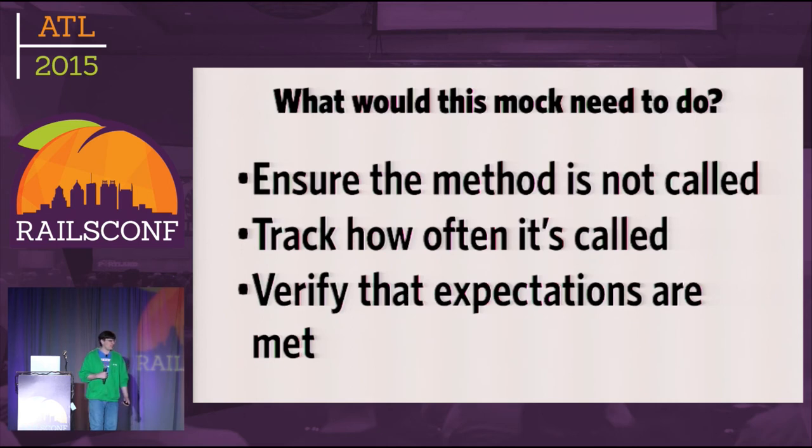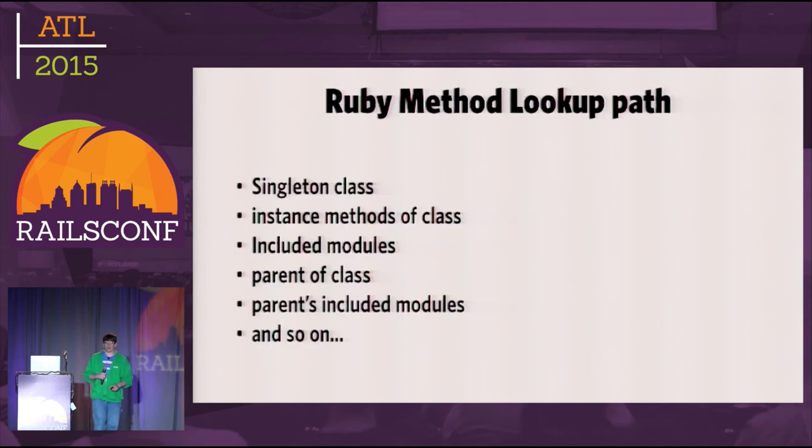In order to see how that's done, we need to talk about two things. First is the way that Ruby method lookup works. You may or may not be familiar with this. Ruby method lookup first looks in a thing called the singleton class of the instance. Then it goes through instance methods of that class, included modules, parent methods, and parents' included modules, and so on. The part that I'm most interested in here is the singleton class, because that's the first place that Ruby looks, and it's the place that's usually not used.